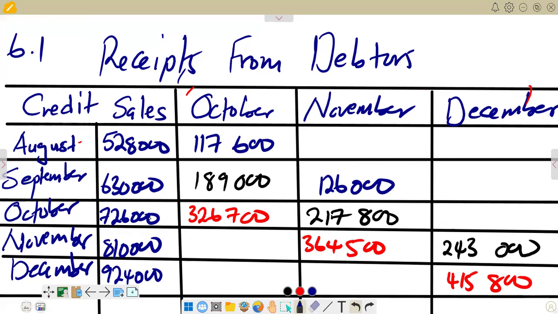Then we go for October. The ones for October, 20% will be received in December. For October, we are saying 1, 2, then received in December. So what are we saying now? We are saying 726,000 times 0.2. Let's calculate that one. The ones for October that are going to be received in December, we are going to get 145,200.